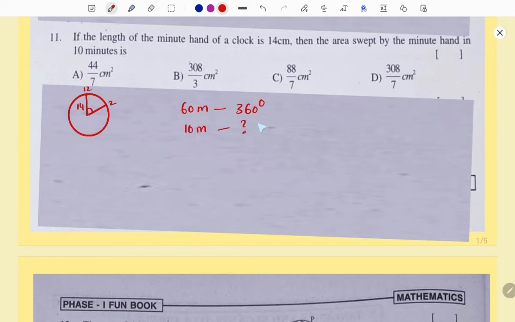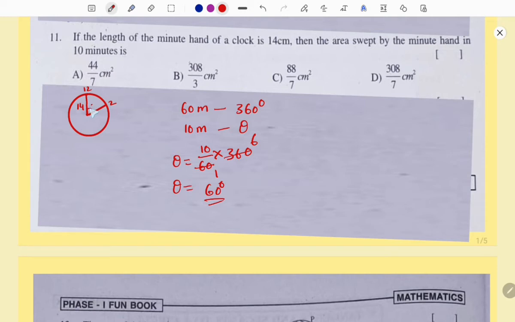Now you can find out. Therefore this is taken as the x, or otherwise this is taken as the theta. So theta is equal to 10 by 60 into 360. So theta is 60 degrees. So here the angle is 60 degrees.